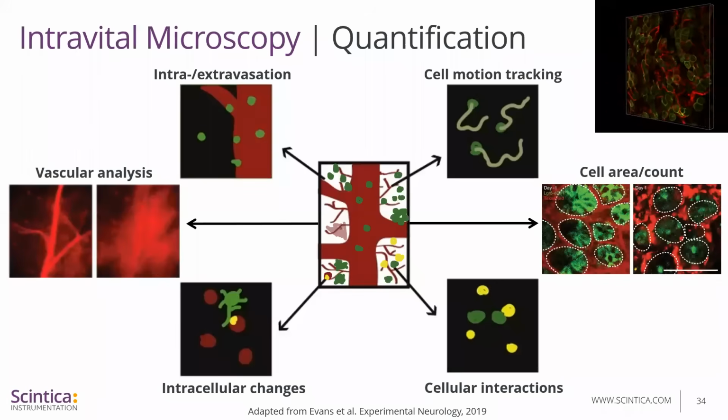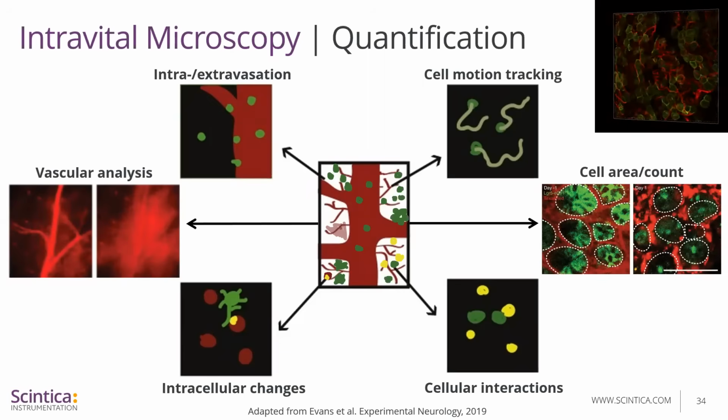You can also quantify surfaces such as cell area and volume. You can also count these cells and quantify a cell number. You can also look at the distance between cells or distance to surface. That will help with quantifications in terms of cellular interactions and intracellular changes.